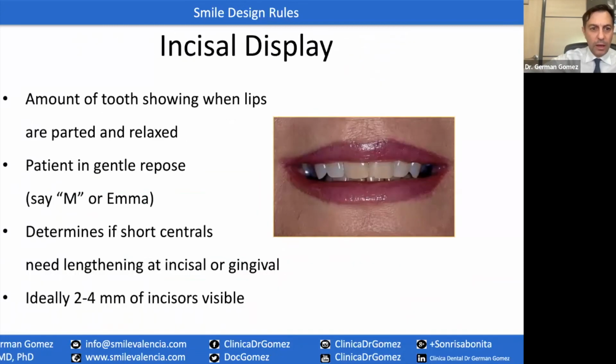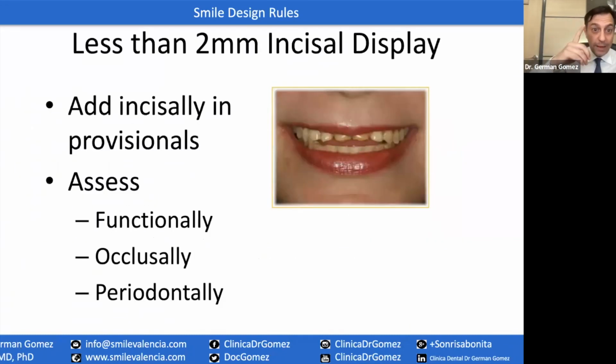How much do we show? The amount of tooth showing when lips are parted and relaxed is very important, because ideally we show 2 to 4 millimeters of the incisor when we are relaxed and not smiling. If it is less than 2 millimeters, we need additional length.